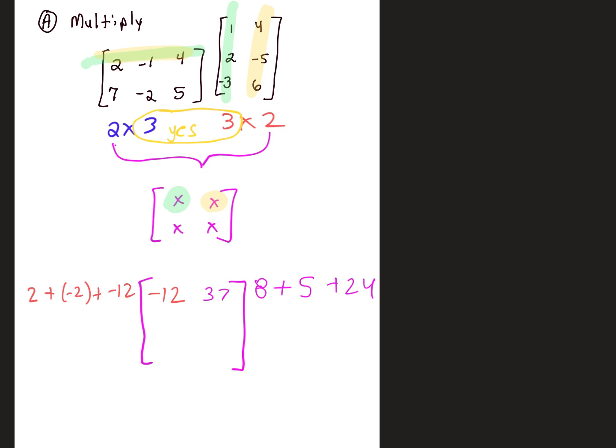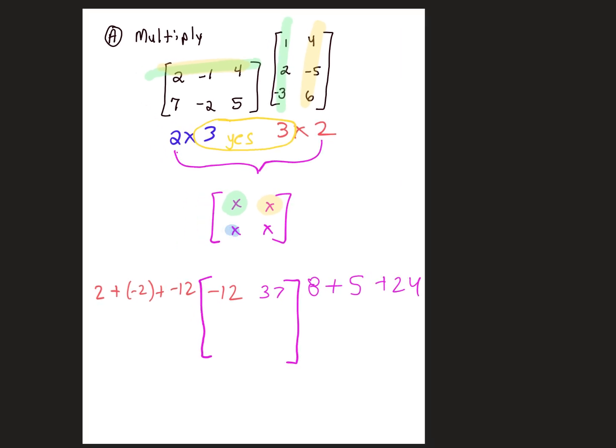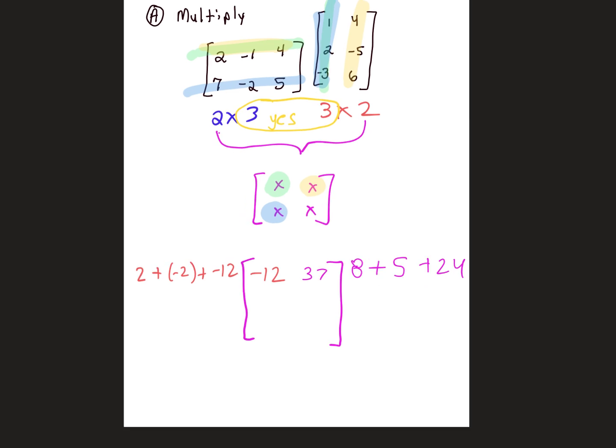Gus, you're going along with me. I want to find that piece right there. Where's that located? The second row, first column. Do you see the numbers that you're dealing with? Yeah. Okay, tell me what they are. 7 times 1 is 7.